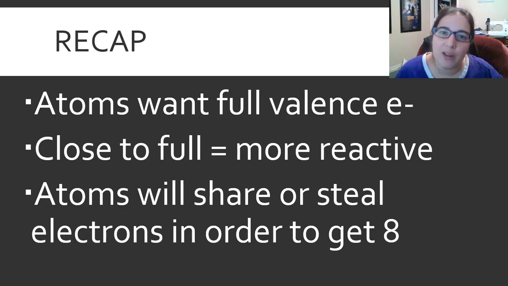All right, so here's the things that you should have learned today. First of all, atoms want to have a full valence electron shell. That's called the octet rule, even though if it's hydrogen or helium, they only have 2 and not 8. The closer the atom is to having a full outside shell, the more reactive it is. That means our 1 and 7 valence electrons are the most reactive atoms that we have. And atoms will either share or steal electrons in order to get their full outside shell.